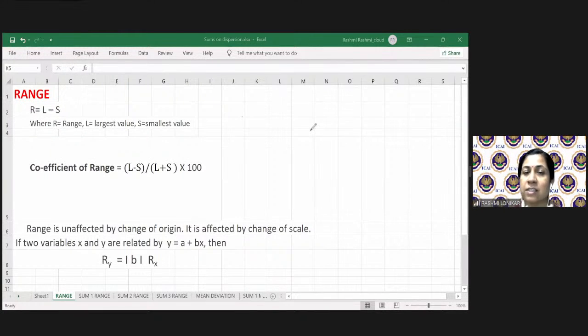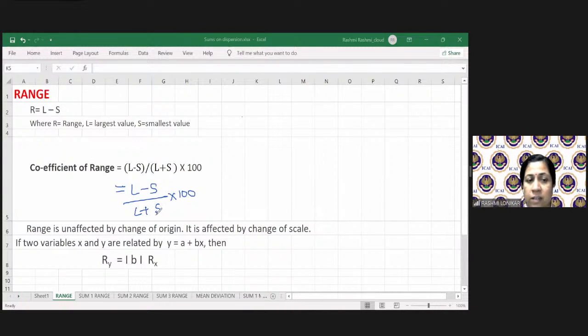What is range? Range is simply the largest number minus the smallest number in the given data. Whatever data you have, that is the simplest way of representing your dispersion. Then we have the absolute, then we have the relative measure. Relative measure says that the coefficient of range here is given by L minus S upon L plus S into 100. So that is the coefficient of range.